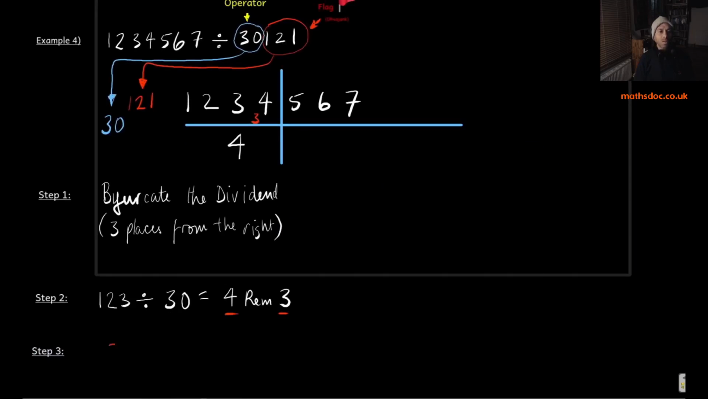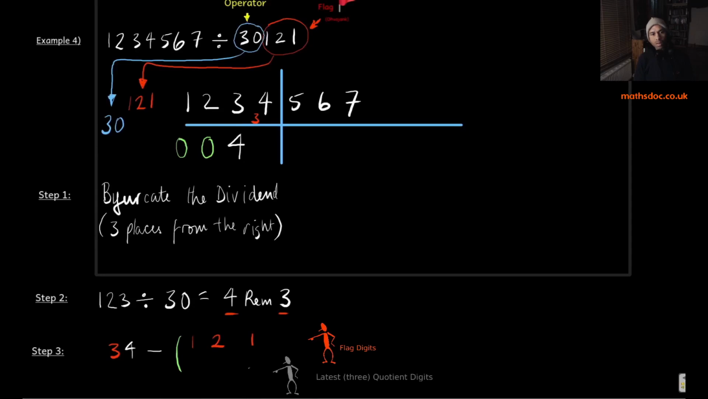And this is when we'll start to use the flag digits. So 34, take away, and in parentheses now, we should have 1, 2, 1 as the flag digits at the top, multiplied by the latest 3 quotient digits. Now there's nothing before the 4, literally nothing, so let's put some zeros in there. So let's put the 4 and the zeros next to it.